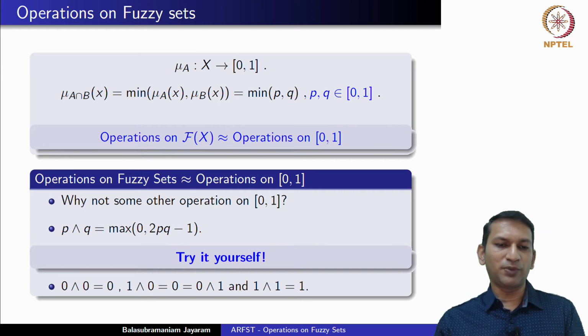Which means this operation, at least on the vertices, that is, when you restrict P and Q to take values only from 0 and 1, satisfies the truth table of the classical two-valued conjunction. Now, you might then ask, why not consider this function instead of the minimum function to interpret a fuzzy conjunction? That means, given two fuzzy sets, why not consider conjunction of these two fuzzy sets using this formula? Well, that's an interesting thought, and let's discuss that.